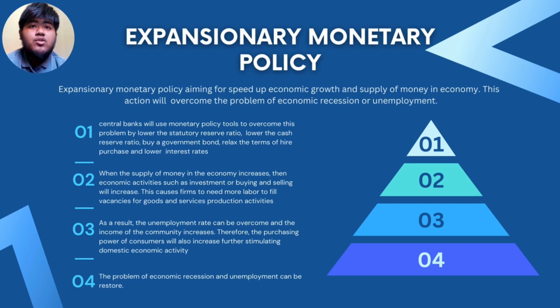The central bank will use monetary policy tools to overcome this problem by lowering the statutory reserve ratio, lowering the cash reserve ratio, buying government bonds, relaxing the terms of hire purchase, and lowering interest rates. By doing this, the problem of economic recession and unemployment can be restored.